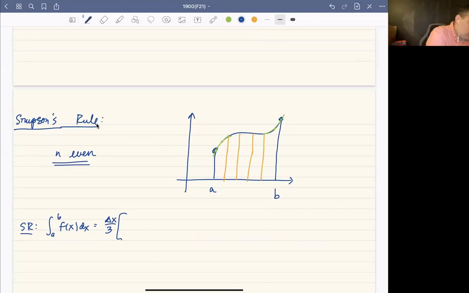So our approximation is going to be that this integral is approximately equal to delta x over 3 times f of x0 plus you get 4 f of x1 plus 2 f of x2 plus 4. So you keep alternating 4, 2, 4, 2, 4, 2.